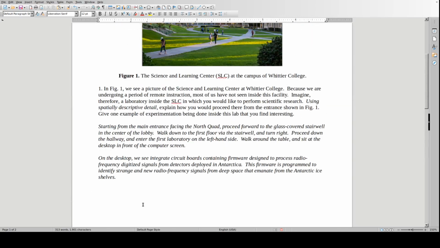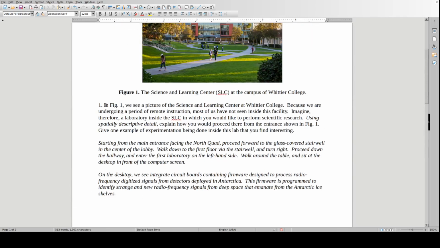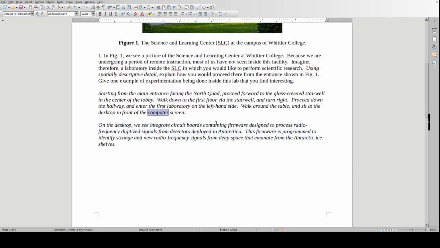So once again, answer the first question. In Figure 1, we see a picture of the Science and Learning Center at Whittier College, so we answered with a short tract of writing describing how to specifically get to my lab in there, and then an example of research being done in that lab that you find interesting. We're going to talk a little bit more about the writing. I'm giving myself a moment or two to let that sit there before editing it.